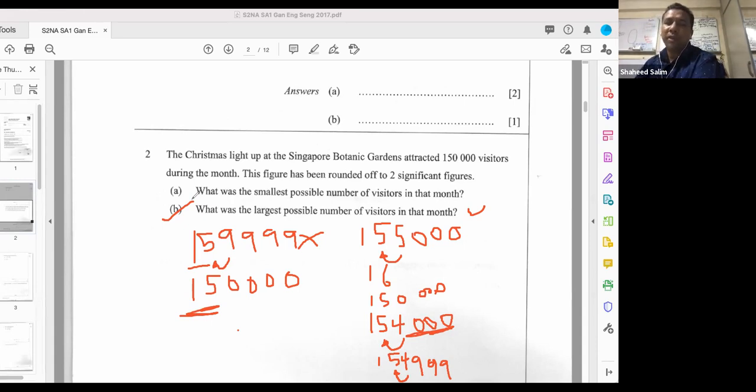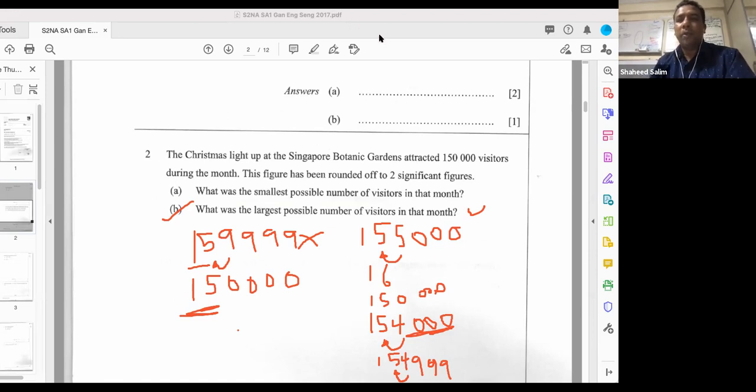Shafi, your number is too short. 14,999 becomes 15,000. Cannot lah. That is 150,000. Anshi, what happened? You don't understand. Brian, yours also becomes 15,000. Both of you are giving like that. Shafi now gives 14,999. Okay. But I can put 149,998. It also becomes 150,000.